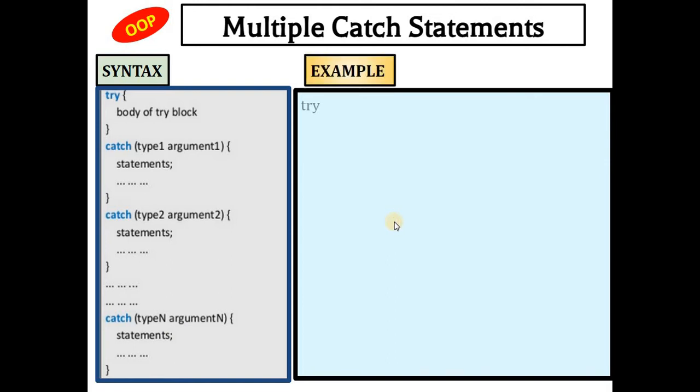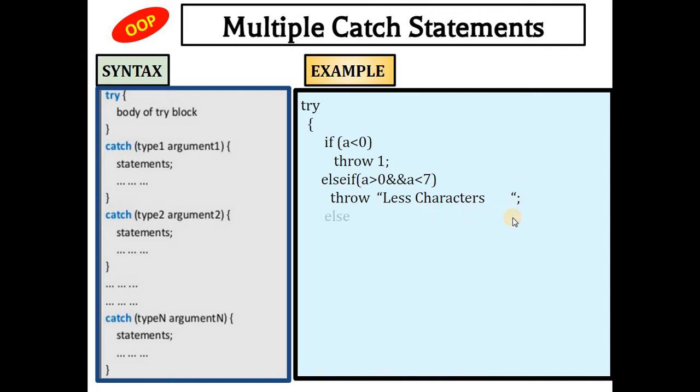Consider that inside this try block I am checking if the value of a is less than 0, I throw 1, that is an integer value. Else if the value of a is greater than 0 and less than 7, then I throw a string, that is less characters. Else, if both of these conditions are false, I will throw n, that is a character. So I am throwing different types of exceptions.